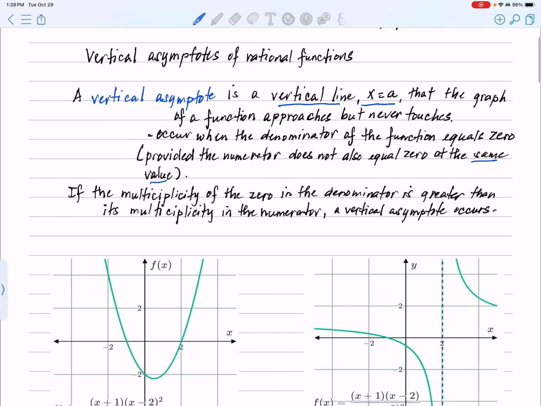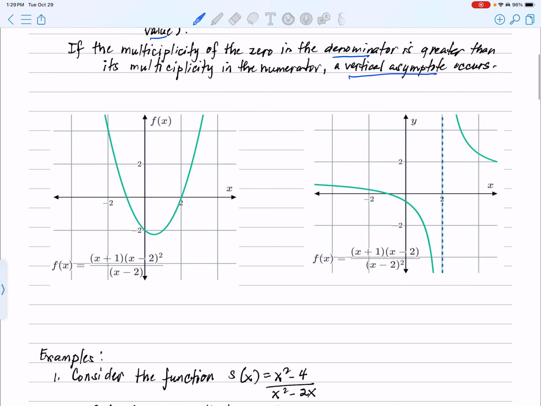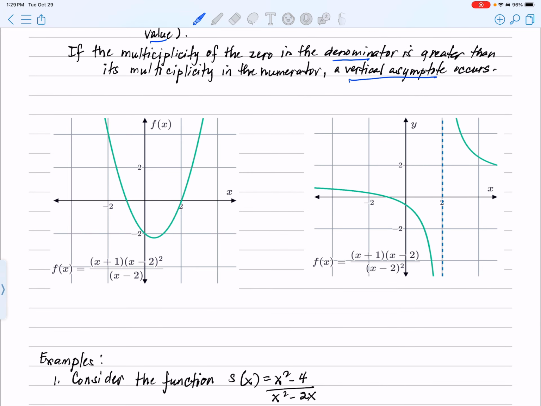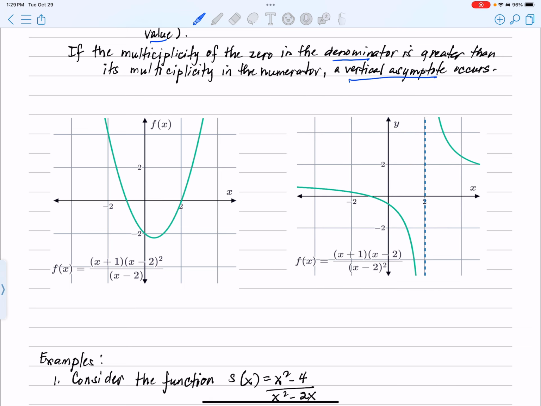If the multiplicity of the 0 in the denominator is greater than its multiplicity in the numerator, then a vertical asymptote occurs. Like in this condition right here, let's look at these two graphs. On the left side of the graph, we have f of x equals x minus 1 times x minus 2 squared over x minus 2.